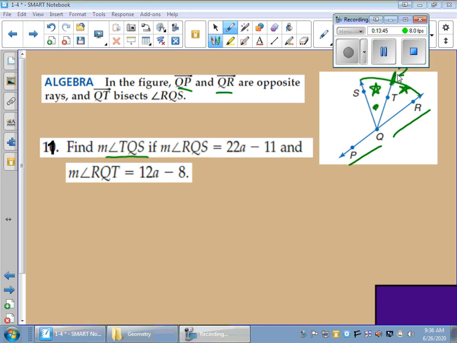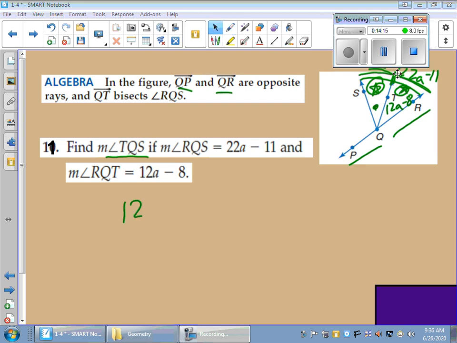RQS, which gives you the whole thing, is 22A minus 11. Again, that's this whole thing right here. And they give you that RQT, this section, is 12A minus 8. Now this one's a little bit tougher. Why is it tougher? Because they give you the whole and one of the parts. So you have to think, what do we know about these two? Well, these two are equal.